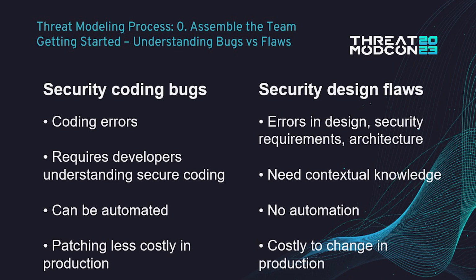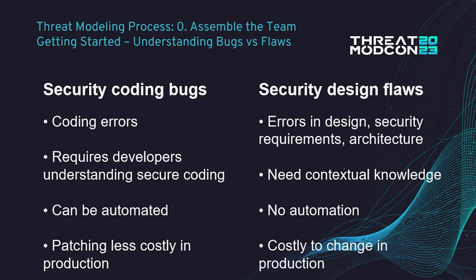And so again, just a little bit of the differences. Security coding bugs are like coding errors, typically require developers to understand secure coding. They can be automated to find those things, and patching is less costly in production. On the other hand, the security design flaws are those errors in design, security requirements, and architecture. They need contextual information. That's where that moment, or the several moments, taking the time to understand what you are working on, how does this work, that's where it's really important and crucial. And then no automation. It's not easy to figure out secure design flaws through automated tools.